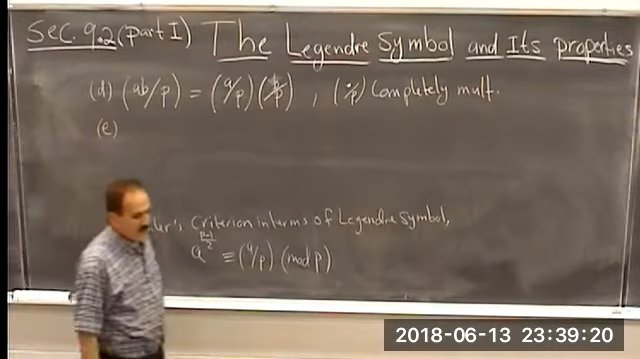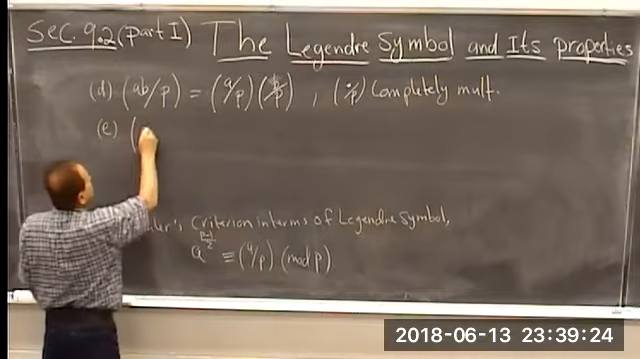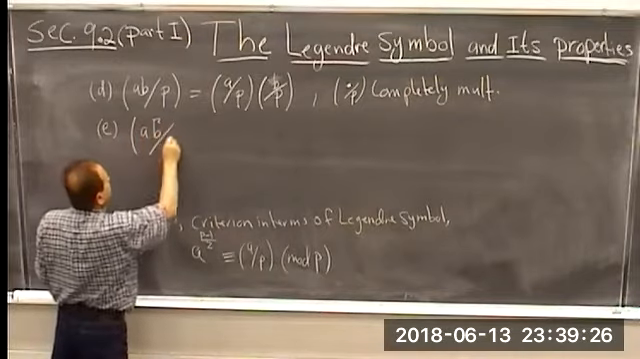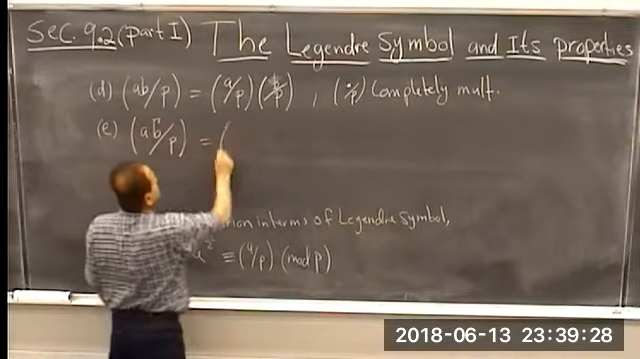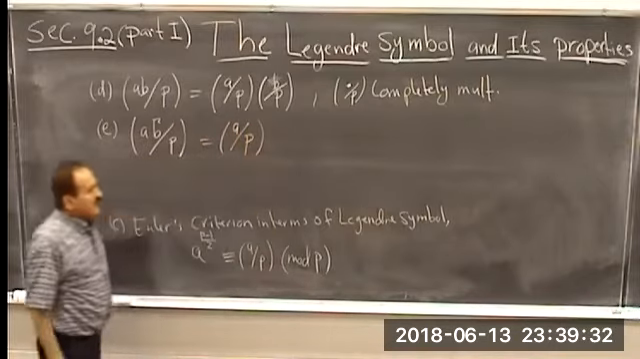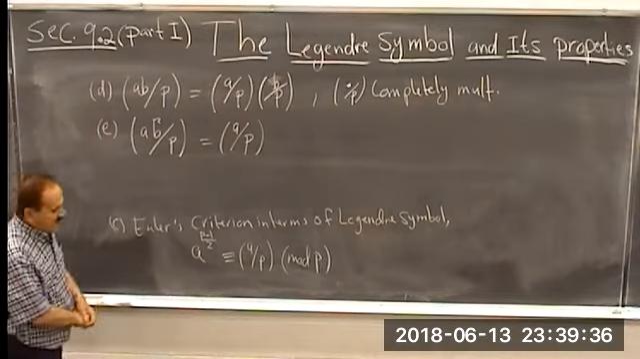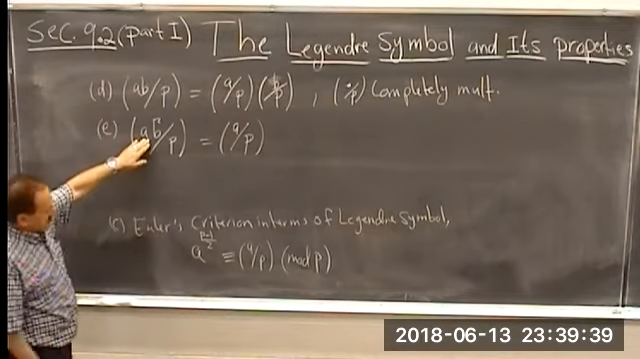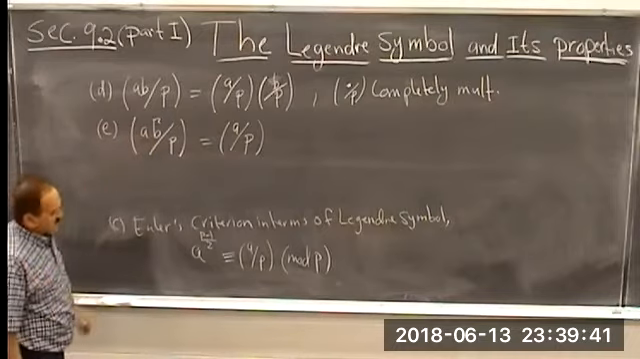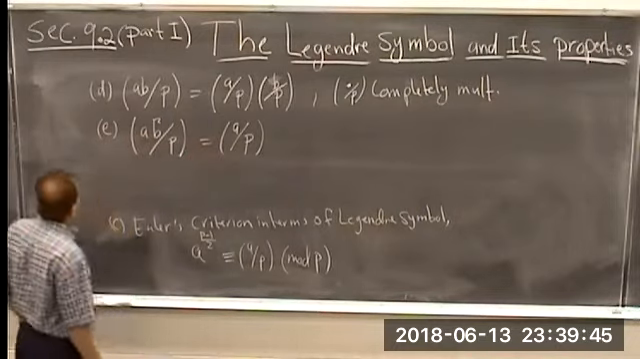E is concerning (a b squared by p). This is the same as (a by p). So in other words, the Legendre symbol is invariant if it has a square in the numerator. It would be the same as without the square.